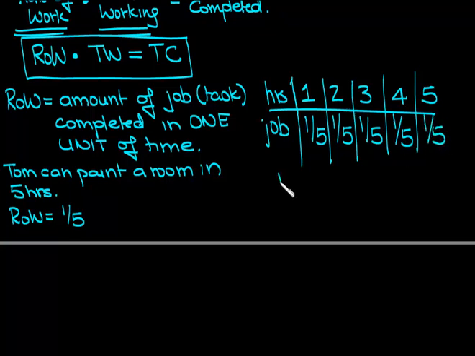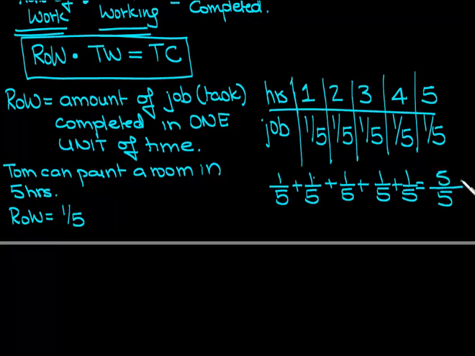And you can see, if you start adding up all the job he's done, each hour he's painting 1/5 of the room. So you add up all those 1/5s. That'll tell you how much of the job he's done, right? So if I add them up, the common denominator is 5. On the top you get 1 plus 1 plus 1 plus 1 plus 1 is 5. That gives you 1. So he would have finished that one room, because at each hour he does a fraction of the room, and at the end he'll do the whole room. If you add up all those fractions, you should get a whole.